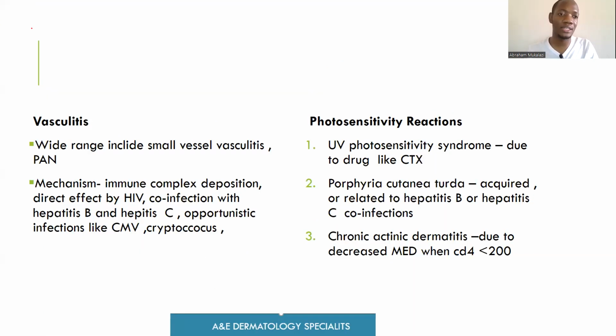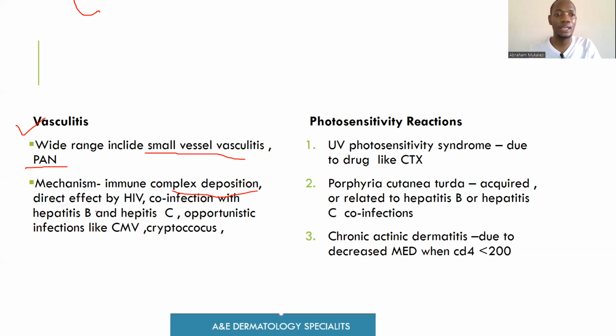So another condition that usually we see in HIV is what we call vasculitis. So vasculitis is just inflammation of blood vessels. So in HIV, we can have a range of vasculitis, starting from small vessel vasculitis, the polyarteritis nodosa, and the mechanism is thought to be deposition of immune complexes in the blood vessels that end up triggering activation of the complement system that cause an inflammation to the blood vessels.